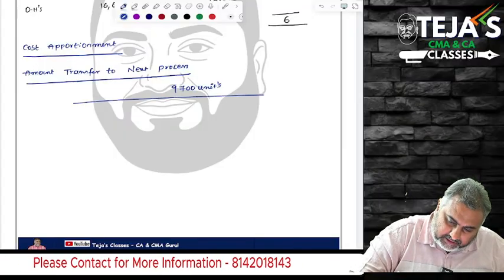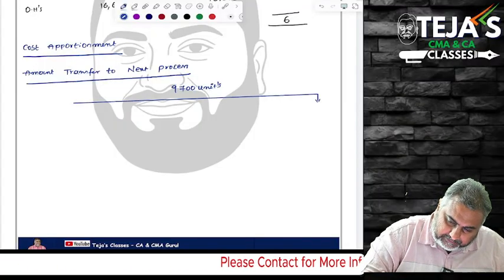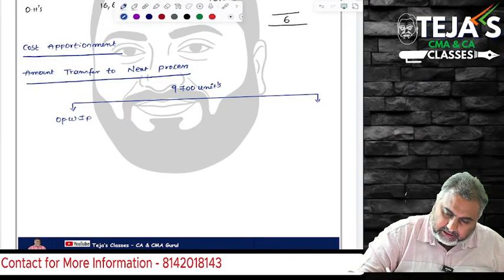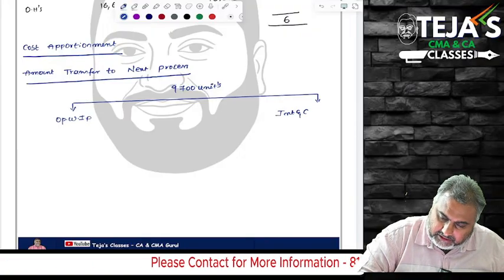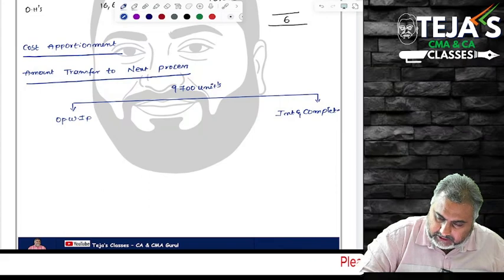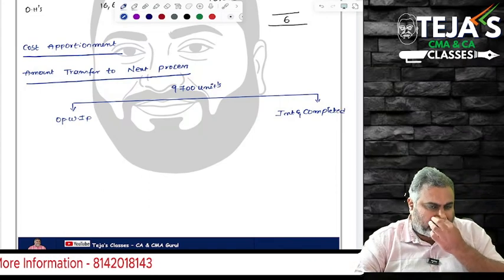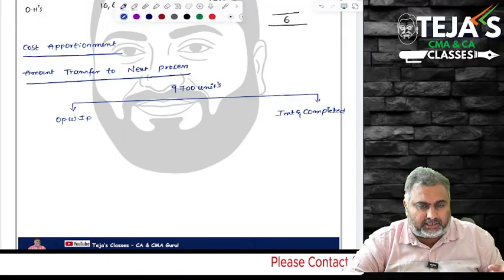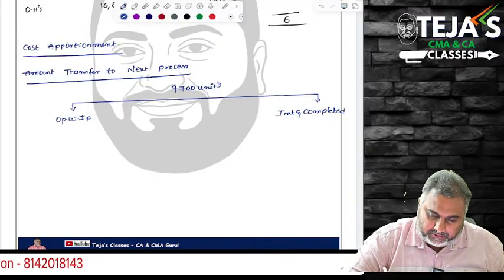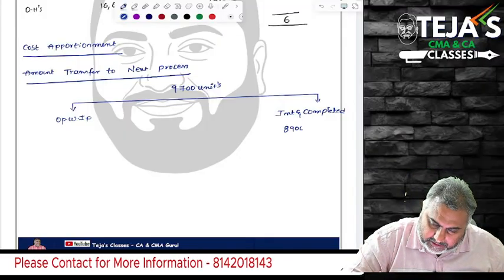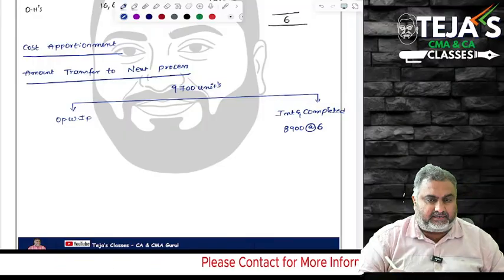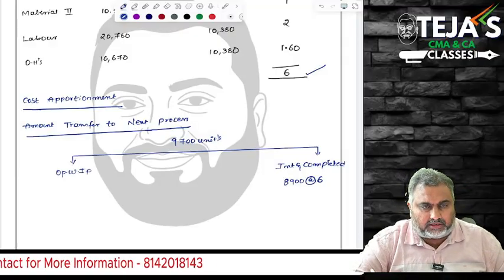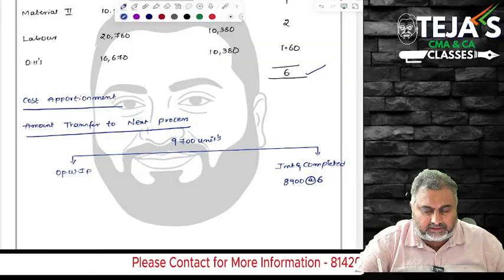This 9,700 units consists of two things. One is opening work in progress, second one is introduced and completed. If you see equivalent production also, 9,700 we didn't write directly, it consists of two things: opening work in progress part and introduced and completed part. This is 8,900 at the rate of 6 rupees, I will take directly. Sir, from where did we get 6 rupees? This is your total cost per unit. Directly you can multiply with introduced and completed.